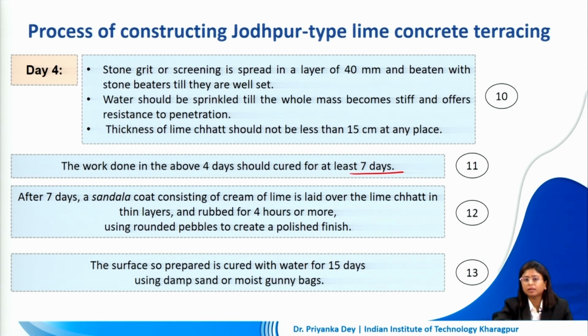After 7 days, a santala coating, which consists of cream of lime, is laid over the lime chhat in thin layers, and it is rubbed for 4 hours or more using rounded pebbles to create a polished finish. And in the final step, this surface which is prepared is cured with water for at least 15 days. We can use damp sand or gunny bags which are placed onto the surface. This ensures that the surface remains damp throughout the 15 days post construction of this type of terracing. So, this is the construction of Jodhpur type lime concrete terracing.